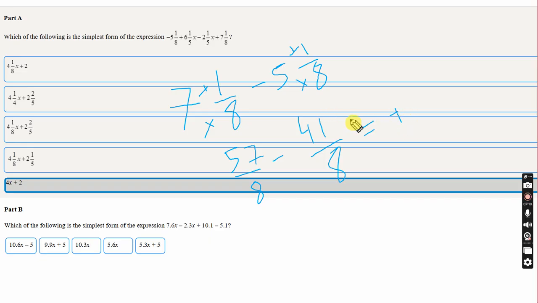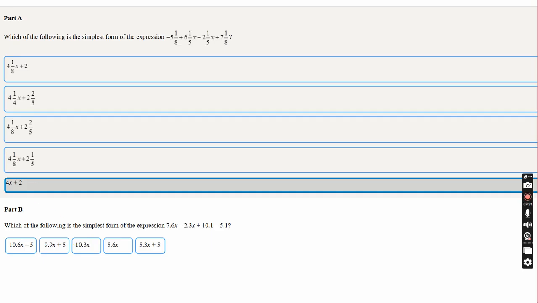Subtract them, 57 minus 41, you'll get 16. 16 over 8. Now 16 over 8, what do you get? 2. So there you go. This is your answer for x plus 2. The next one, the following one, you do the same thing. You do 7 minus 7 point x.